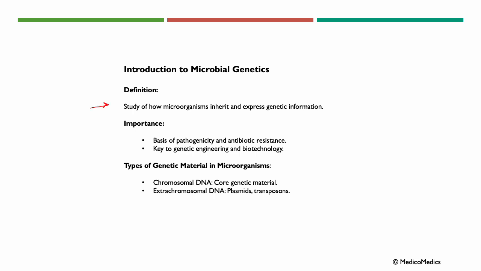Microbial genetics is the study of how microorganisms inherit and express genetic information. Why is it important? Because it lays the basis of pathogenicity and antibiotic resistance. It is key to genetic engineering and biotechnology. Types of genetic material in microorganisms include chromosomal DNA. This is core genetic material. And extrachromosomal DNA, like plasmids and transposons.